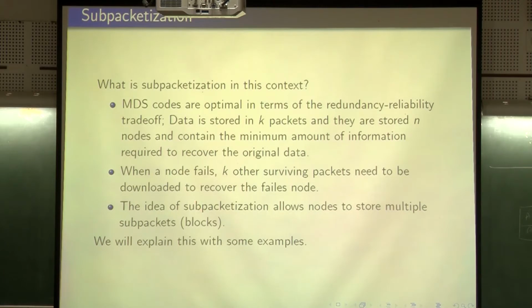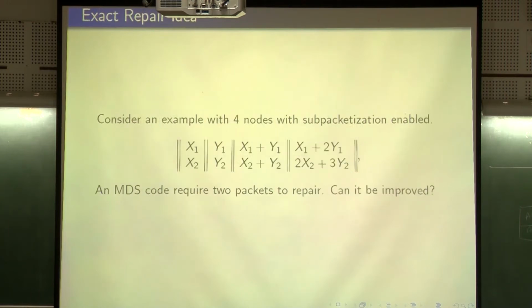But when a node fails, k surviving packets need to be downloaded to recover. The idea of sub-packetization allows the nodes to have multiple symbols. This is more like an array code, which I think we also briefly mentioned in another part. I'll explain with some examples, which will probably be clearer. Let me make sure everybody is on the same page with this understanding. I will now deviate from the generator matrix description, so no worry.